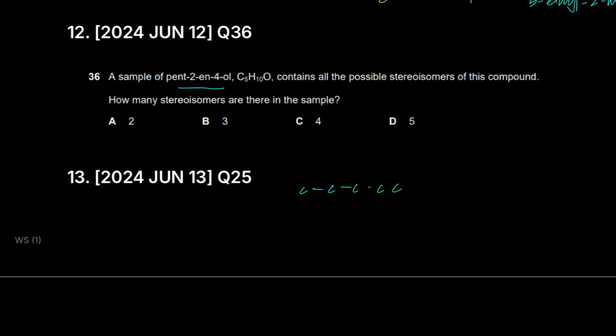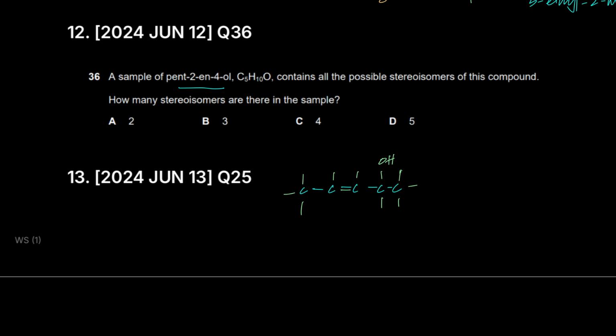So 1, 2, 3, 4. Between the second and the third carbon, you have the double bond. That's why it's 2. Right? Between 2 and 3, you select the smaller number. That's why it's pent-2-en. And on the fourth carbon, you have the OL. So 1, 2, 3, 4. On this fourth carbon, I have the OH right here. So this is how the structure looks. If you were to make it for yourself, this is how the structure looks. Now he's saying how many stereoisomers are possible for this.